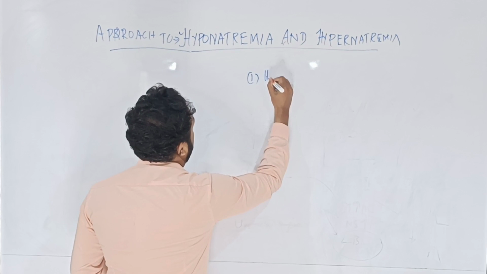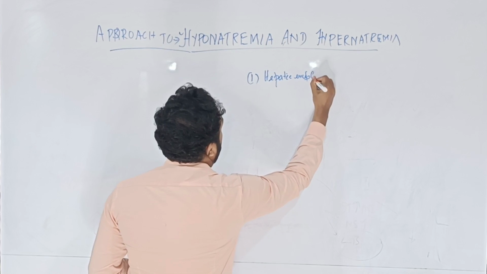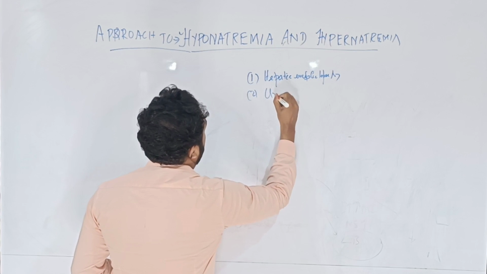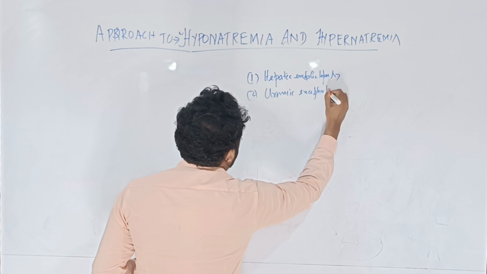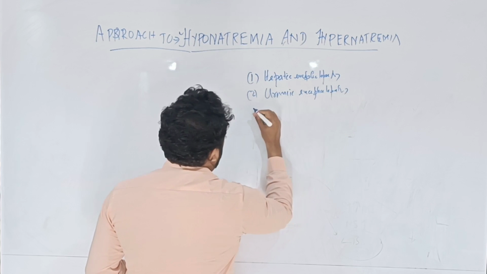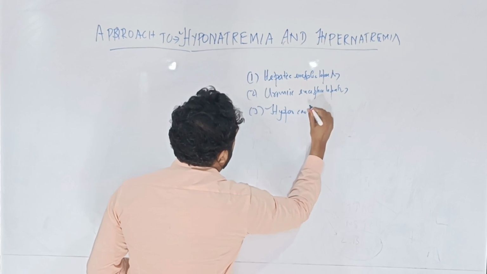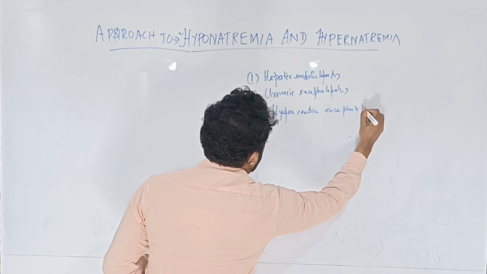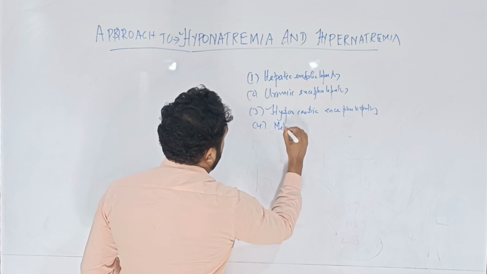You can have hepatic encephalopathy, you can have uremic encephalopathy, hypercarbic encephalopathy, and also the fourth one is metabolic encephalopathy.